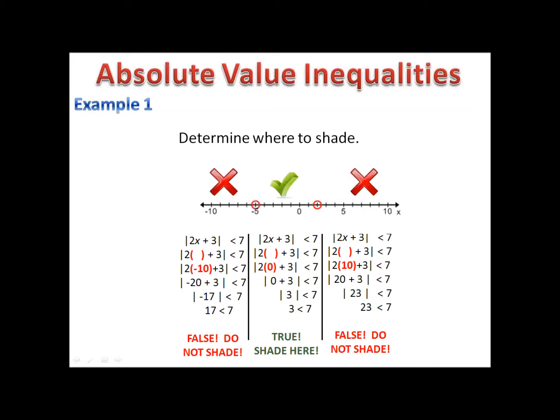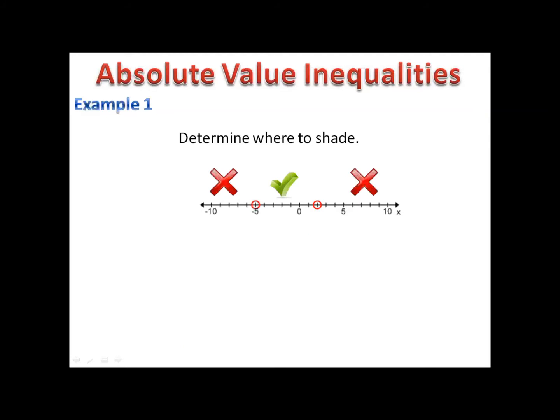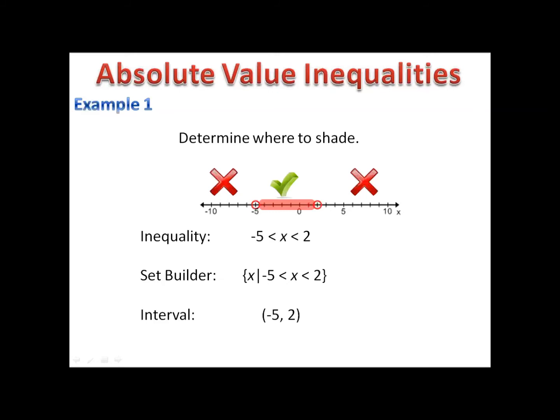Now, before we go and do the shading, please make note that while in the last section we picked 10, we could have picked 9 or 8 or even 5, anything that was in that area. Now, let's do our shading. We want to shade where the check mark is. There we go. And we've shaded the solution set to the inequality. Now, of course, we can write this as an inequality. We could write this using set builder notation, or we could write it using interval notation. Any of them would work.